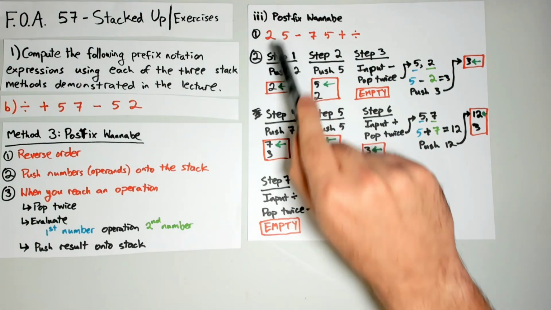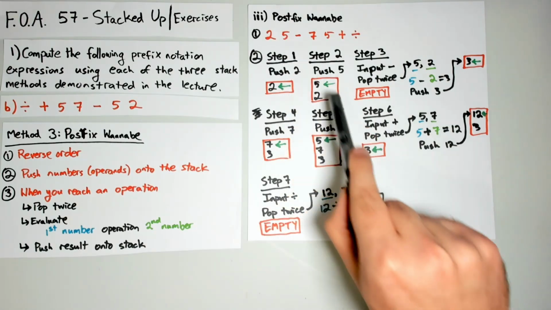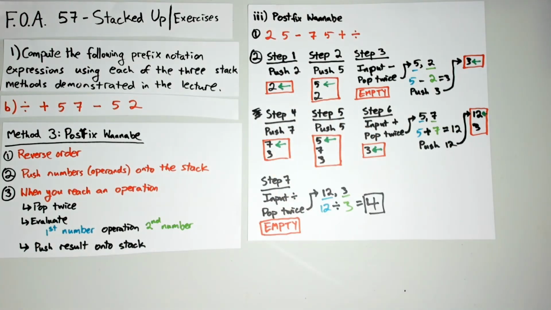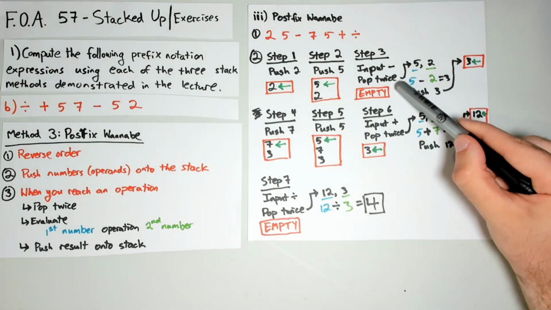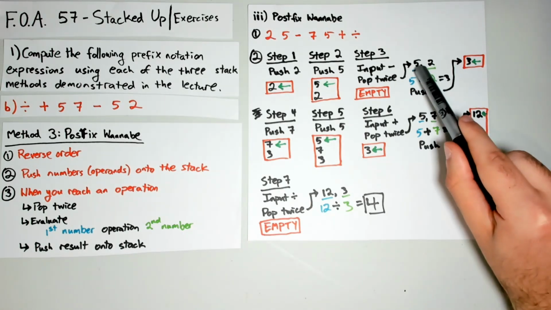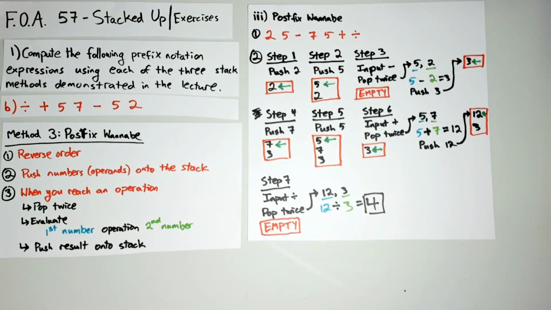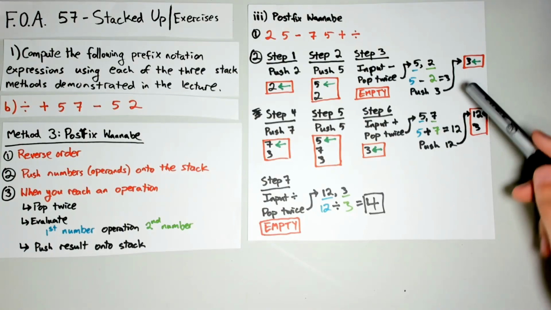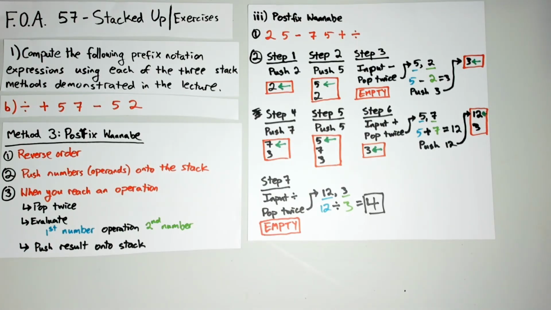So step 1, we push our 2, great. Then we push our 5 in step 2. And then when we get to step 3, we're inputting an operation, which leads us to popping twice, emptying out our stack, and getting 5 and a 2 in that order. Then, in this method, we keep the same order, so we just do 5 minus 2, which gives us 3, which we push back onto the stack.